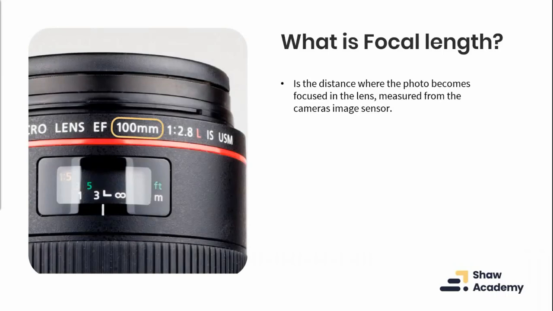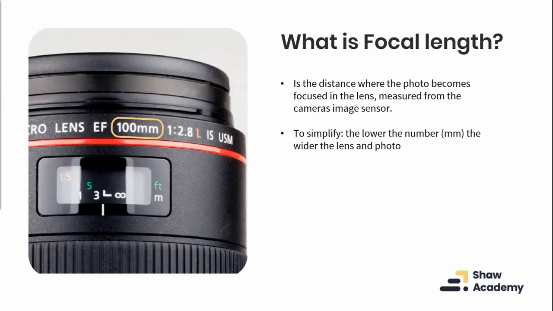Well, this is the distance where the image becomes focused within the lens, measured from the camera's sensor. Now, that might sound like a little bit of jargon. Let's break that down a little bit more. So, in other words, the lower the number here, the lower the millimeters, the wider the lens and the wider the photo and the video is going to be. Okay, so 100mm is somewhere in the middle. It won't make sense until we actually look at some more examples of it.